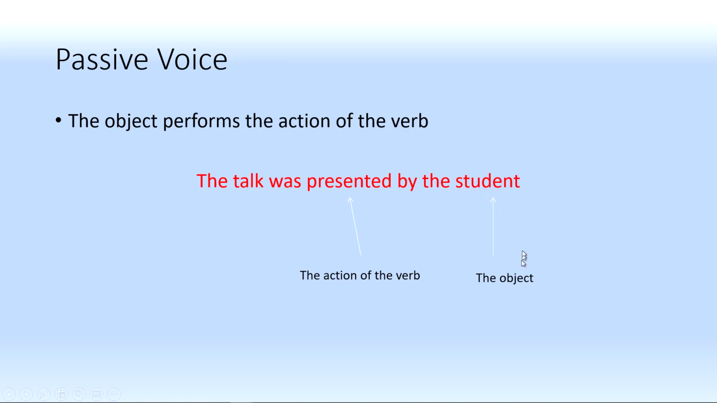So the talk was presented by the student. Here we have flipped, and now student, which was the subject, has become the object. Talk is really the object, but it was flipped and it's now become the subject. As you can see, was lets you know that this really is an object, part of the verb, part of the sentence, and not the subject.